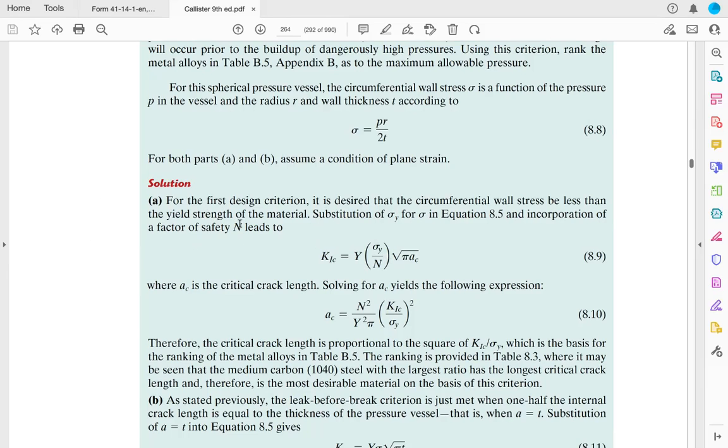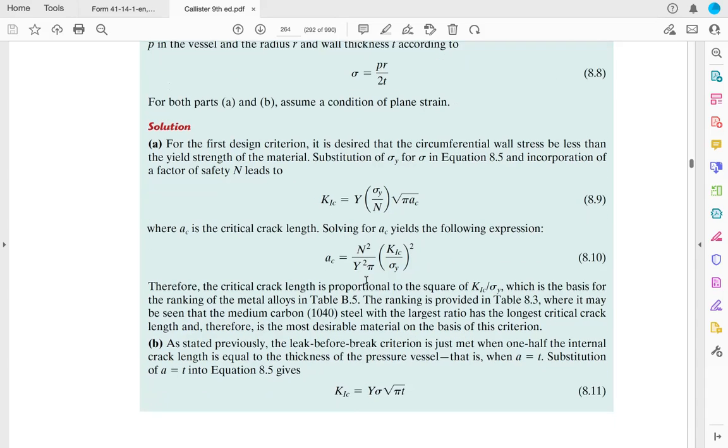Okay, so from the formula, the fracture toughness KIC is equal to Y multiplied by the applied stress. The applied stress is the yield strength divided by the safety factor N. The safety factor can range from 1 to 4, sometimes 2 or so, to ensure that we have a margin of safety. Then multiplied by the square root of pi times a_c, where a is the critical length.